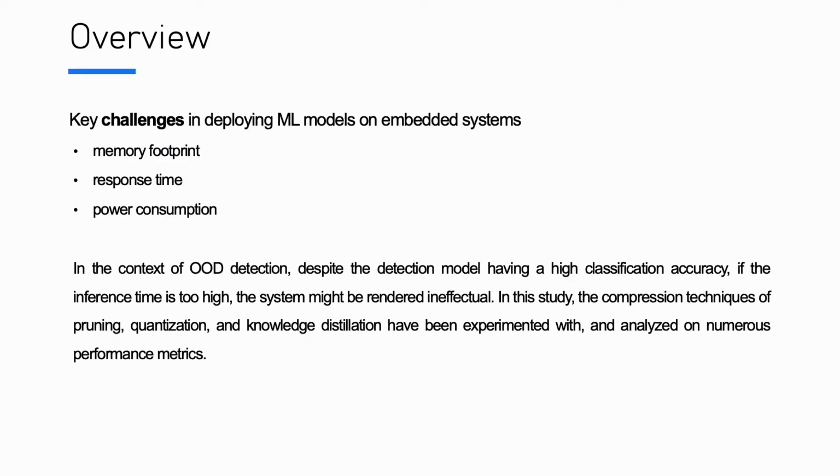To give a brief overview, one of the key challenges in deploying machine learning models on embedded systems is the numerous resource constraints, for instance, memory footprint, response time, and power consumption. Such real-time systems require resource-efficient models with low inference time while maintaining reasonable accuracy. In the context of out-of-distribution detection, despite the detection model having a high classification accuracy, if the inference time is too high, the system might be rendered ineffectual.